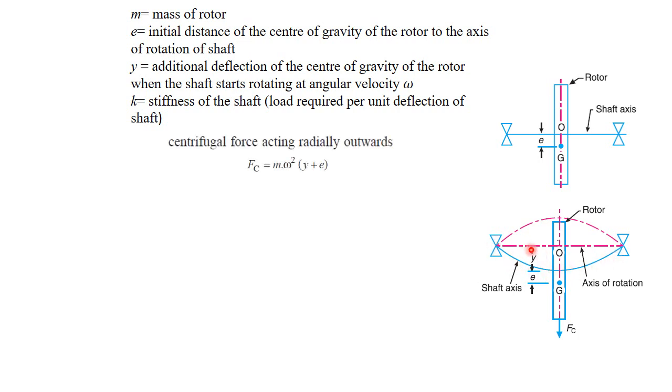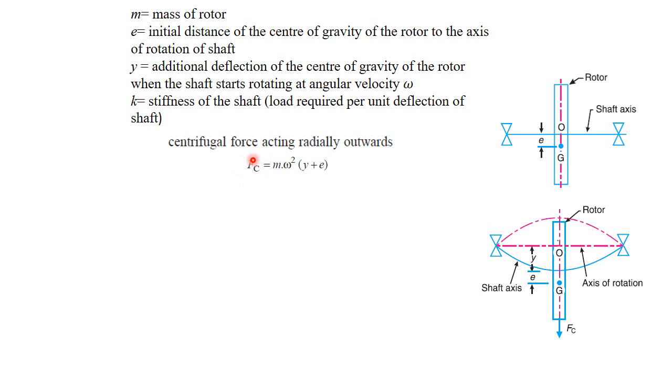So the centrifugal force acting, which is radially outwards, can be represented by Fc. Fc is equal to, we know the equation for centrifugal force, m r omega square. Here the radial length, the total distance between the centroidal point and the initial position of the shaft axis, is y plus e. So instead of r, y plus e is used here. So m into (y plus e) into omega square is the centrifugal force.